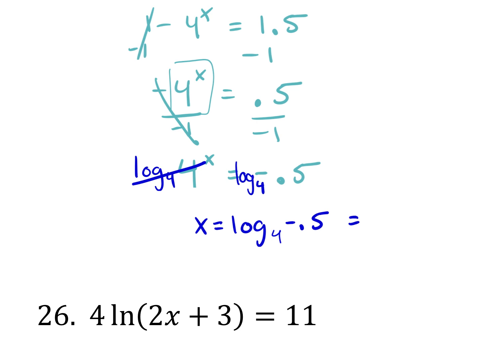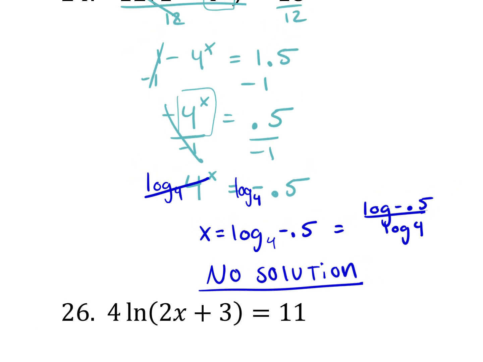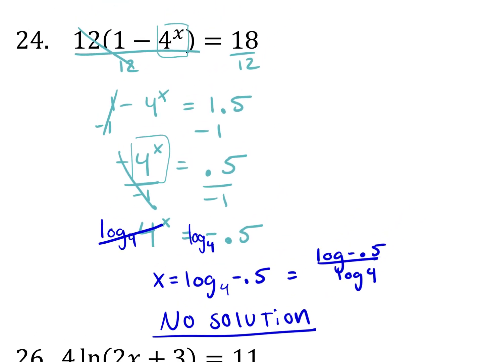How do we do the change of base here? Log of negative 0.5 over log of 4. What happens when you do log of negative 0.5 in the calculator? Error. So what do you think our answer is? No solution. Or DNE. Either one. No solution here.